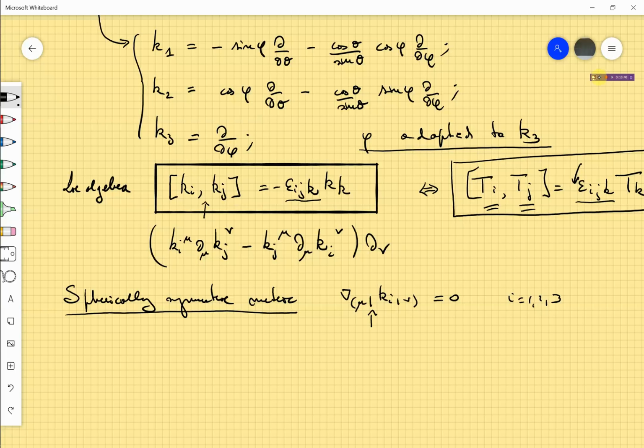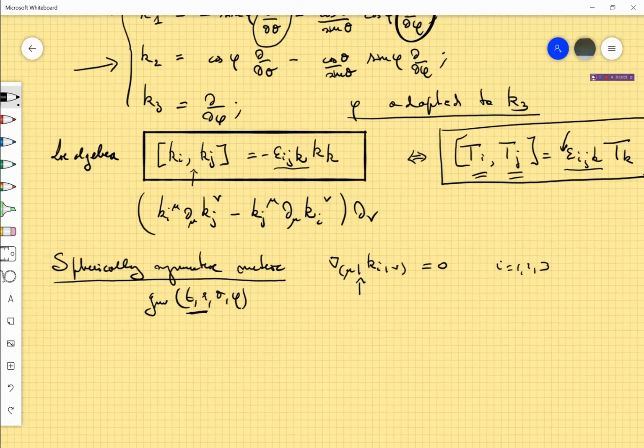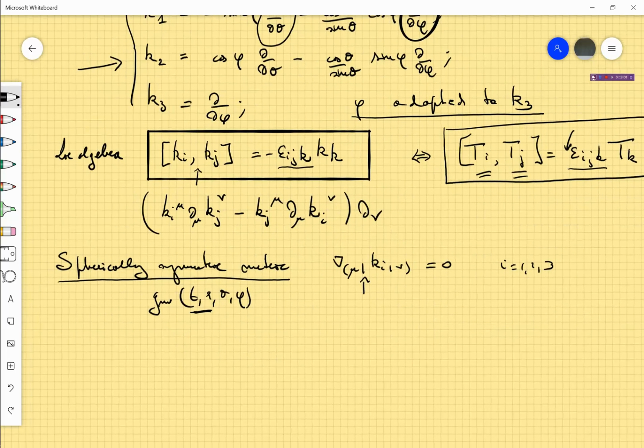So if I know what the Killing vectors are, and I know them in these coordinates, assuming that your metric is written in terms of the coordinates t, r, theta, phi, these two are invariant under these transformations, which only act on theta and phi. Then you say that this metric is spherically symmetric if these three vectors are Killing vectors of the metric. So this is a constraint on the metric, and we are going to exploit it.